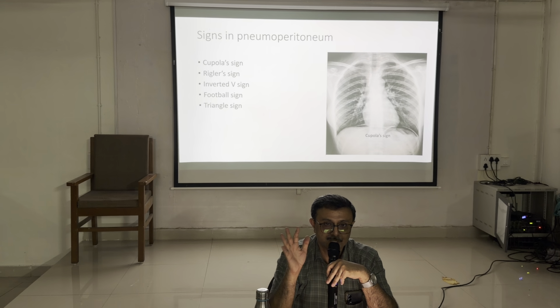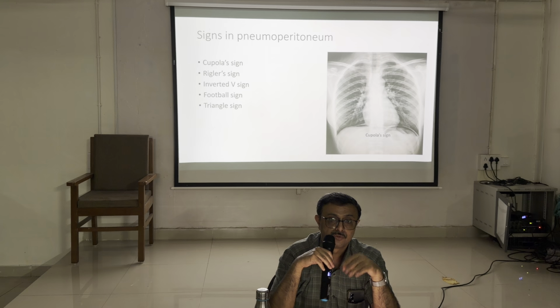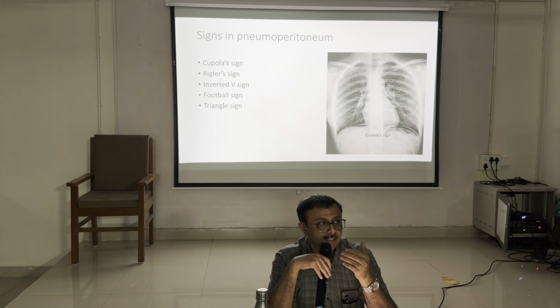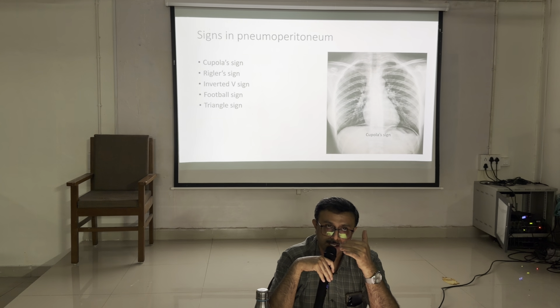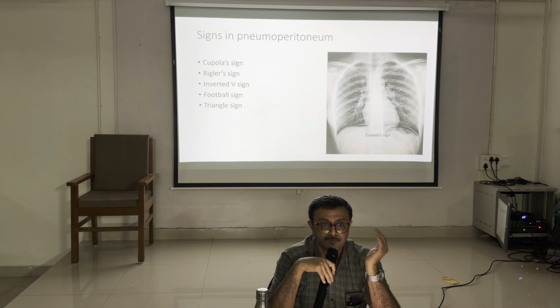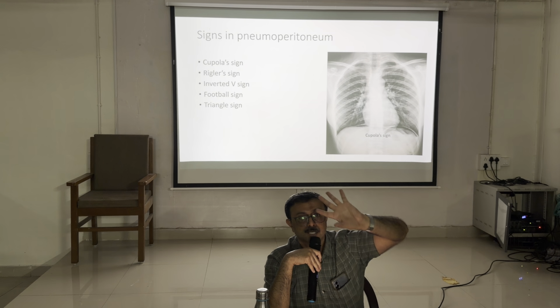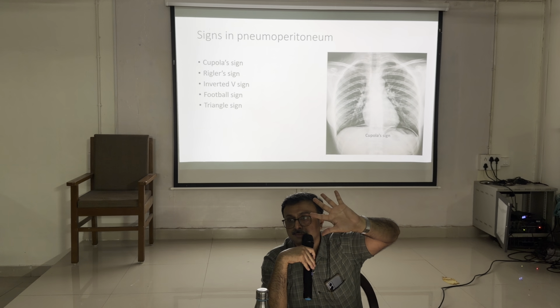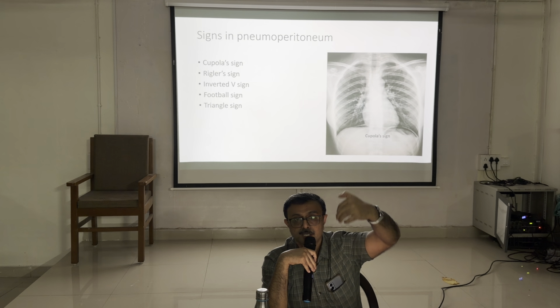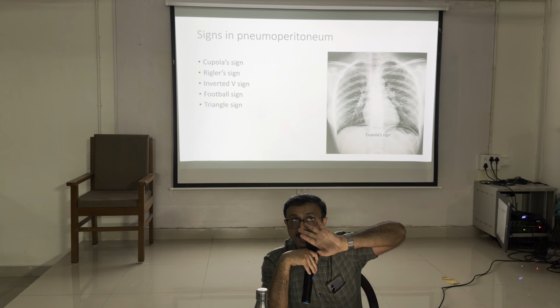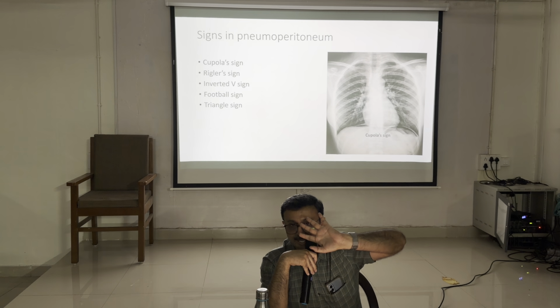Abdominal X-ray, supine position. So what is cupola sign? Gas is settled down at the highest point of the diaphragm, at the hiatus. The diaphragm is highest posteriorly, at the level of the hiatus, from where the esophagus and aorta come out. This is the highest level of the diaphragm, where gas is settled.